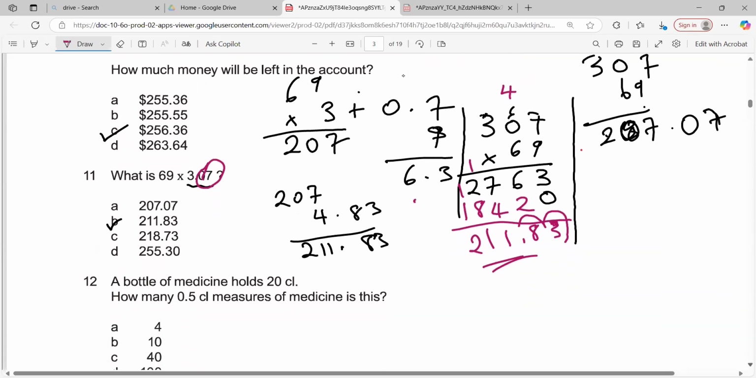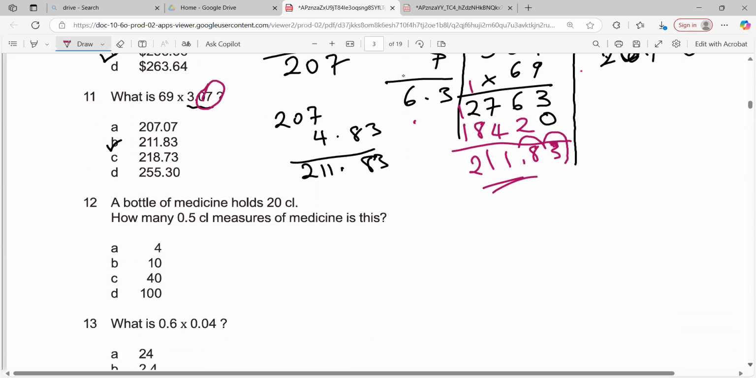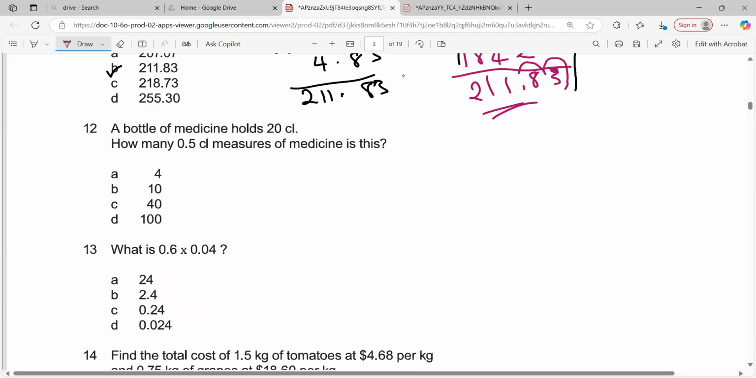Israel, we skip number 8. All right, look at this one, guys. I gave one like this in Saturday classes today. A bottle of medicine holds 20 centiliters. How many 0.5 centiliter measures of medicine are in this? Israel, I'm not going to know what number 5 would have. When class is done, I can go back to the school, all right? I don't remember.